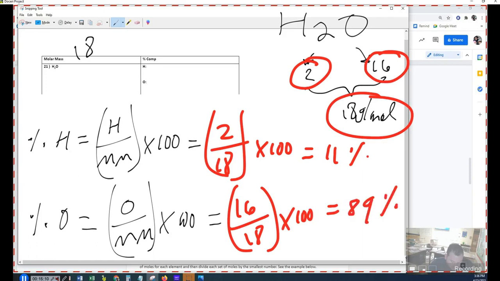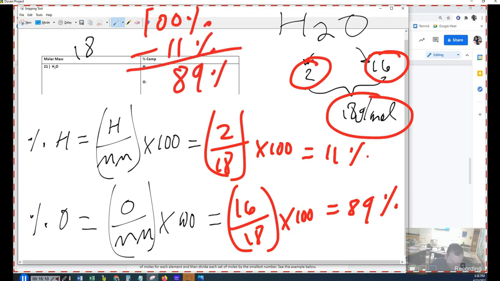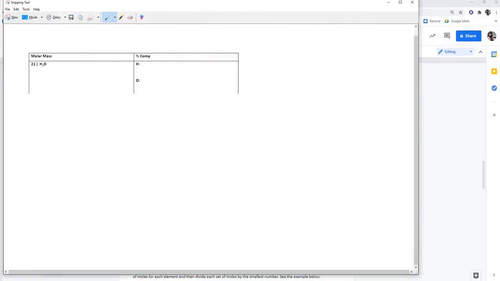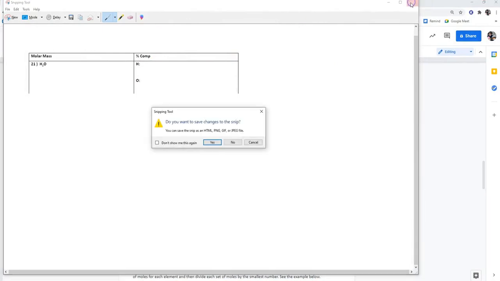And remember that if you have two percentages, if you know one of them, then you know the other, because they add up to 100. So 100% minus the 11% is going to give us 89. So we didn't even really have to calculate that second one, although we should because we want to show our work. But you can always subtract it from 100. 100 minus 11 is going to give us that 89%. Alrighty.